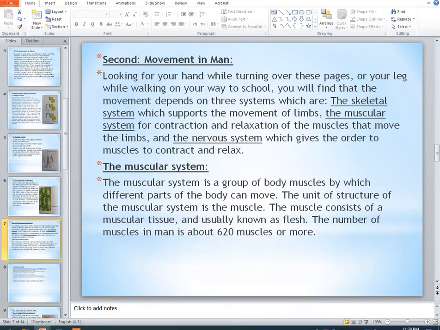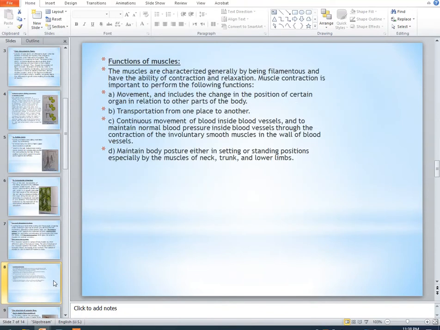The unit of structure of the muscular system is the muscle. The muscle consists of muscular tissue, usually known as flesh. The number of muscles in man is about 620, or may be more. Function of muscles: muscles are characterized generally by being filamentous and having the ability to contract and relax.